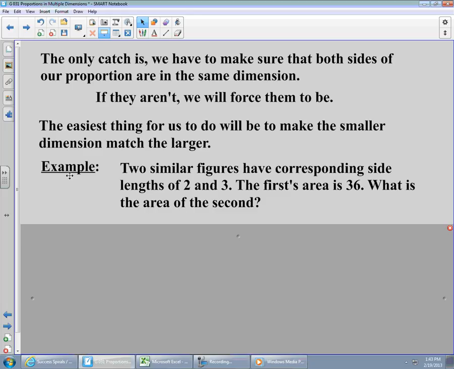Okay, so we start off with something like this. If two similar figures have corresponding side lengths of 2 to 3, the first one's area is 36. What is the area of the second?